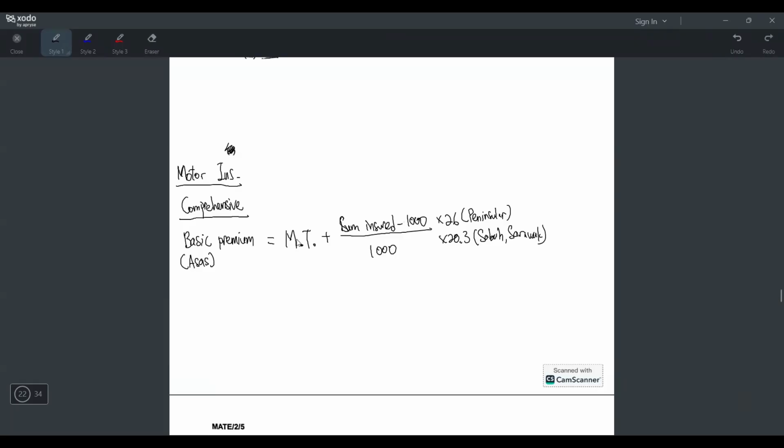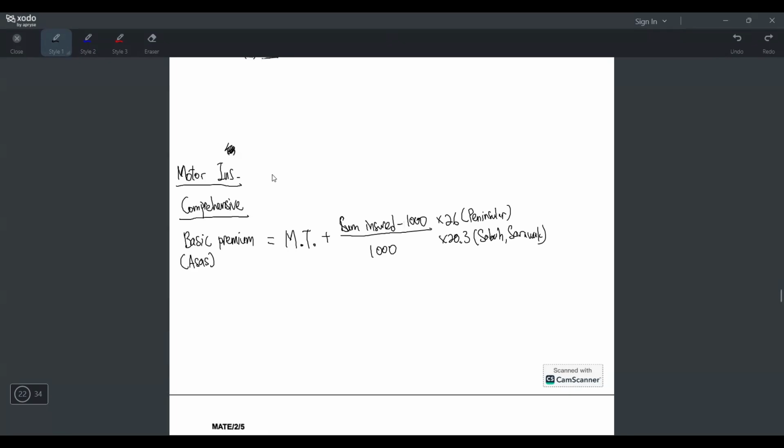Okay, so I repeat one more time. To get the basic premium for comprehensive policy, you have to refer to your motor tariff, and you also need to learn how to read the motor tariff. The motor tariff usually gives you how many CC, and then they will give you Peninsula. But I don't want to go into details. There's a method that you have to learn on how to read the motor tariff. So I will just give you the basics now.